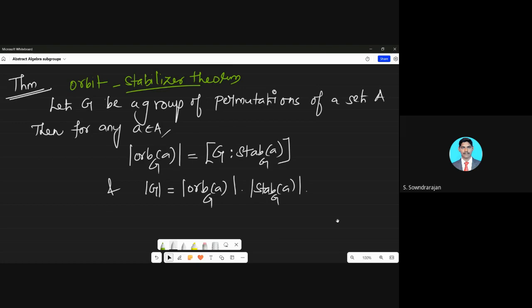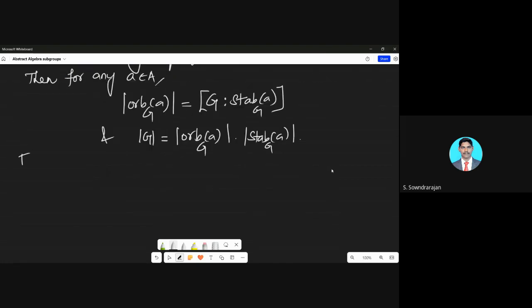Right? For example, we can check it. We can easily identify the stabilizer and orbit of elements of a group. Suppose we take a group of order 8, then for any group with 8 elements, we can easily find these out and cross check also. Right?